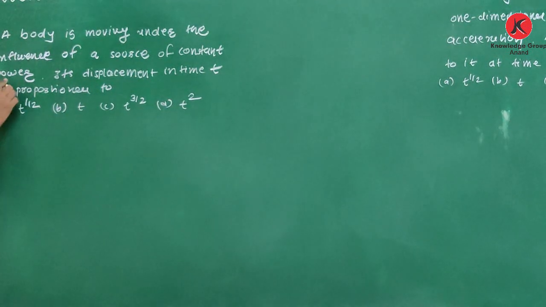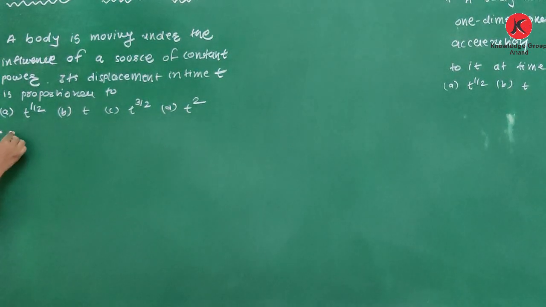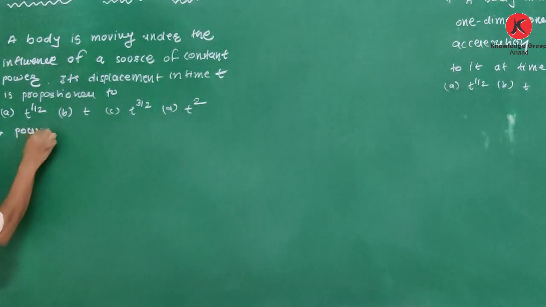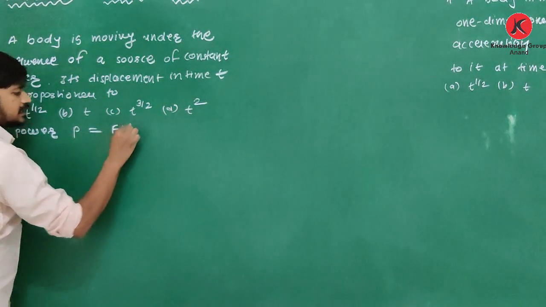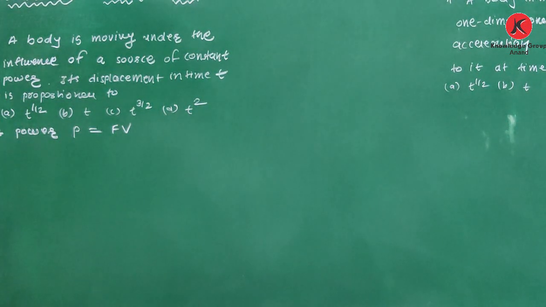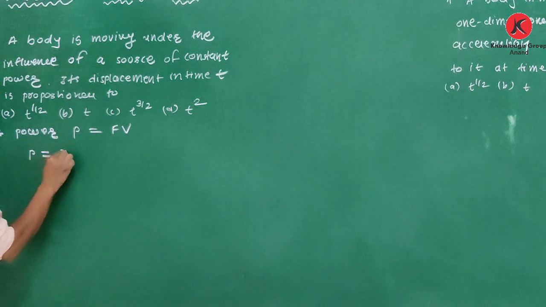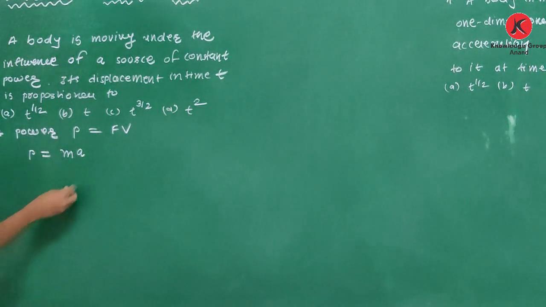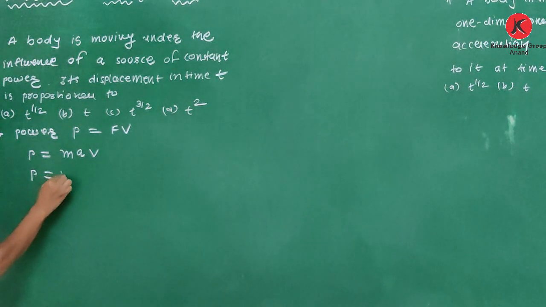See, first of all, you are given a source of constant power, so you have to start from power. What is the equation of power? Power P is equal to F v. Yes, I have to find displacement, so see how to find it. Power P is equal to F v, which means m a v.